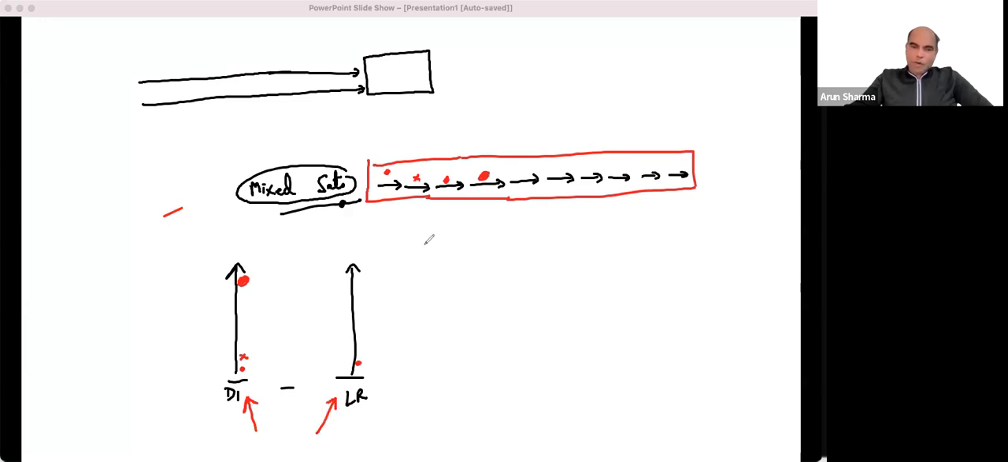And during the solving, you'll not even realize whether this step is coming from DI or from LR, because you will not remember those things. You'll just be reacting and you'll just finish it off. In hindsight, when you analyze, you can work it out, but while solving, you'll not even realize.